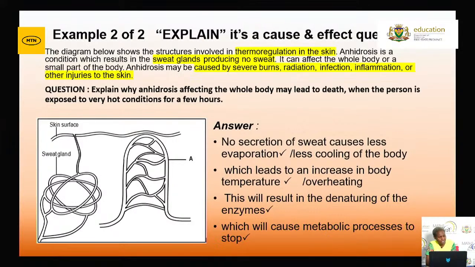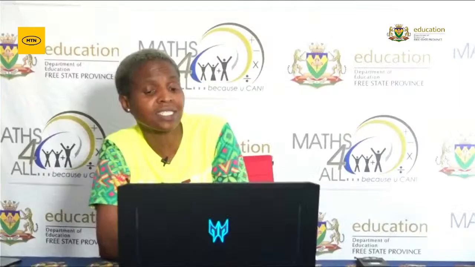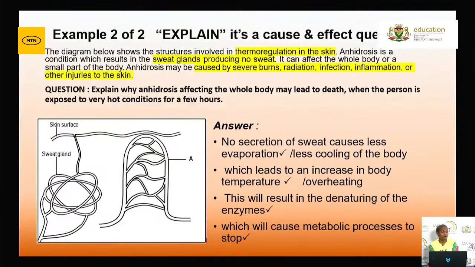Then the enzymes will be denatured. And then you continue again. So now the enzymes are denatured. What will be the results? What will happen? All metabolic processes will stop. And if all metabolic processes stop, what will be the end result? The person will die.